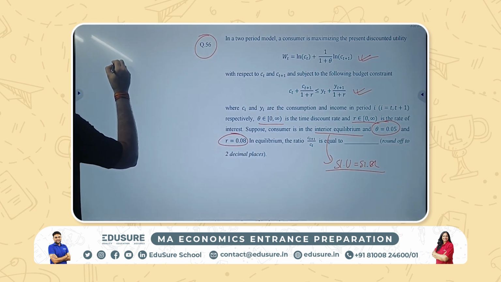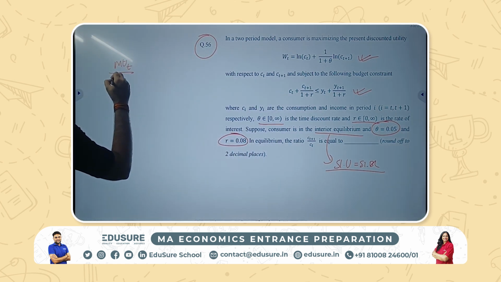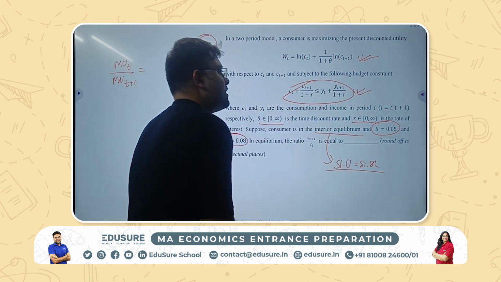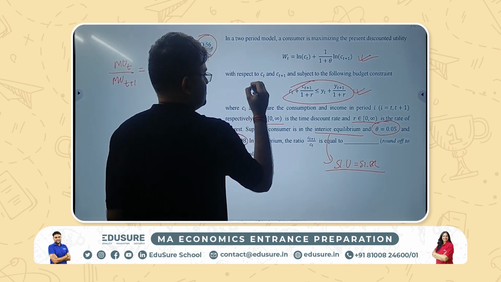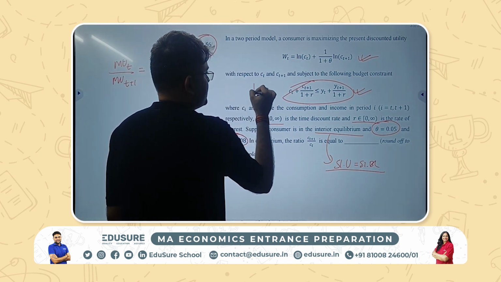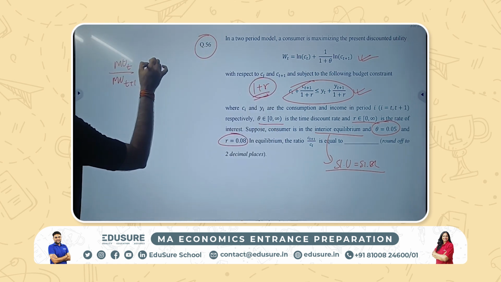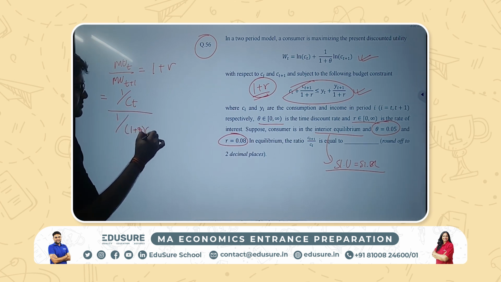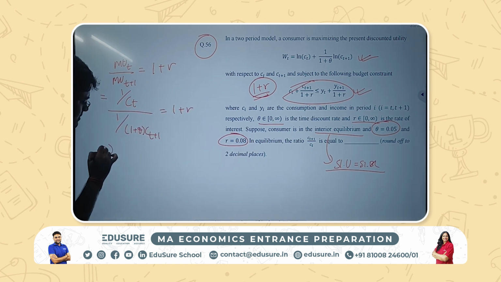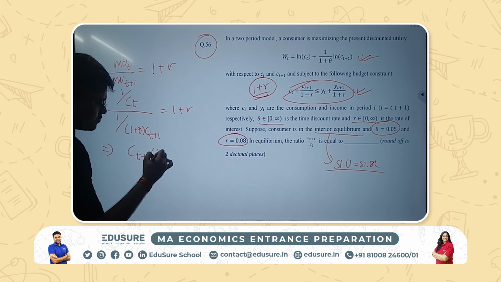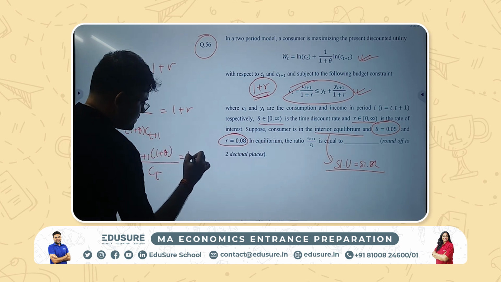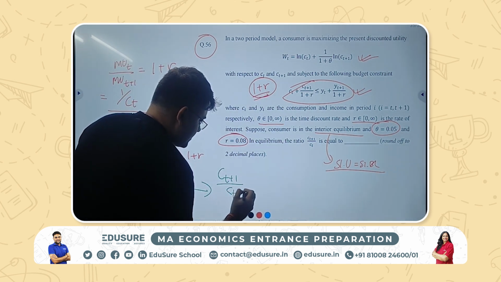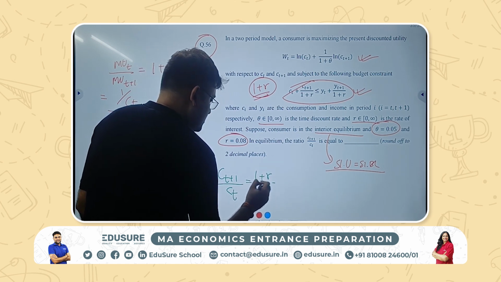So basically, the marginal rate of substitution between t and t plus 1 is equal to the slope of the budget line. Now the slope of this intertemporal choice budget line is always 1 plus r. I'm talking about the absolute slope. So I need to equate the marginal rate of substitution with 1 plus r. Now this is basically 1 by ct divided by 1 by (1 plus theta) into ct plus 1, equal to 1 plus r. So ultimately what will I get? I'll get ct plus 1 into (1 plus theta) by ct is equal to 1 plus r. Or in other words, ct plus 1 by ct is equal to (1 plus r) by (1 plus theta).